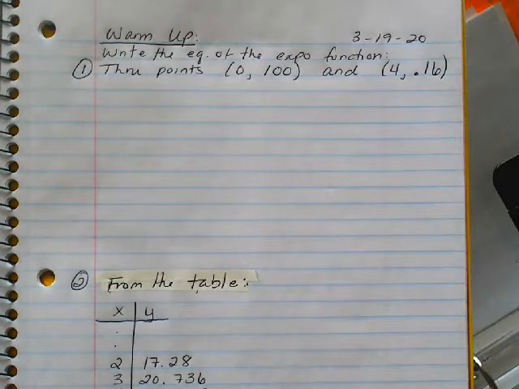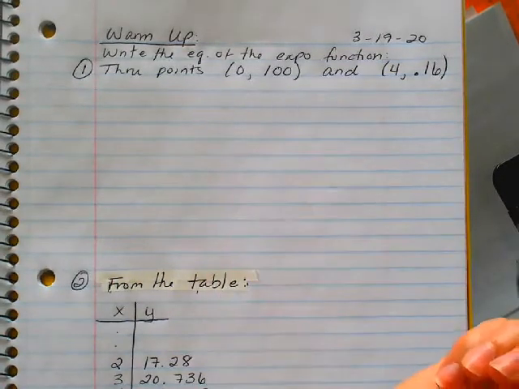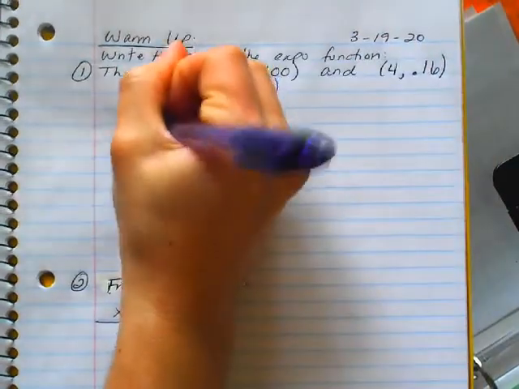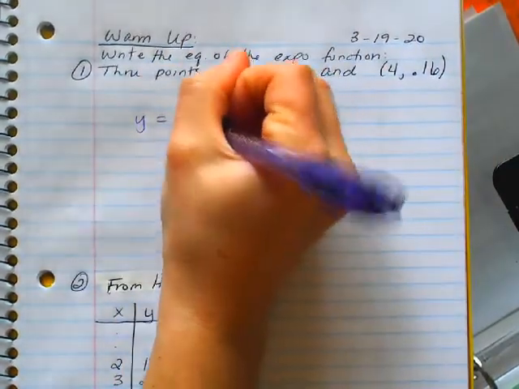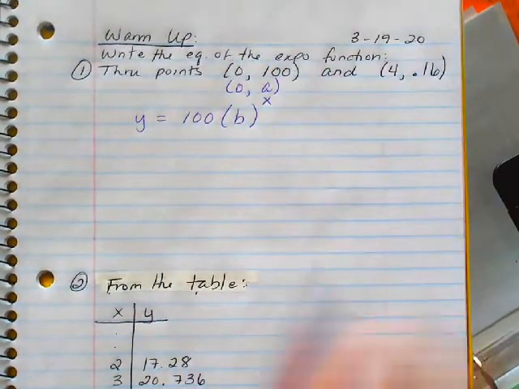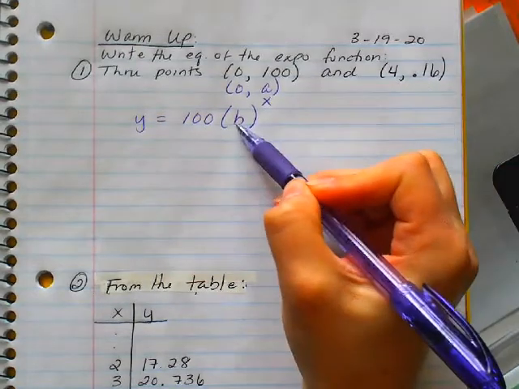We're asked to write the equation of the exponential function through the points (0, 100) and (4, 0.16). So first thing we notice is that we are given the a value in this case. The y-intercept is (0, a). So my function is going to be y equals 100 times b to the x power. And we're going to use this other point, (4, 0.16), to determine my b value.